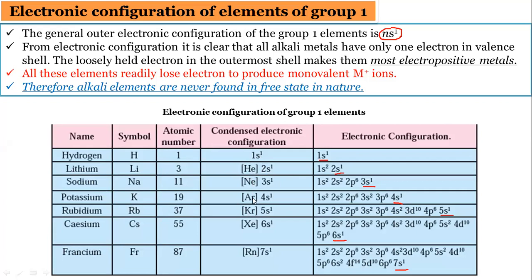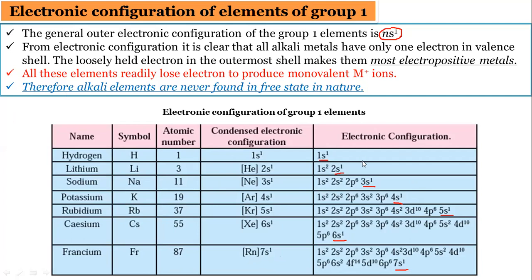This is sodium. This is potassium, rubidium, cesium, and francium. See, we can clearly see the inert gases are kept in brackets. Helium, neon has atomic number 10, argon is 18, then krypton is 36, this is 54, and this is 86. So these are the atomic numbers. This is the condensed electronic configuration, and the detailed electronic configuration is also given. So you must know the electronic configuration.